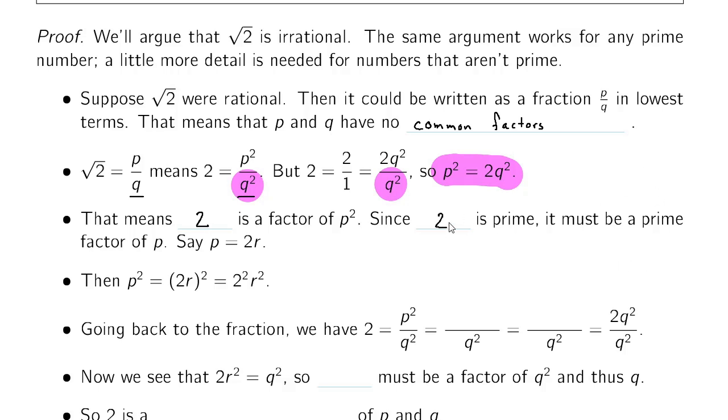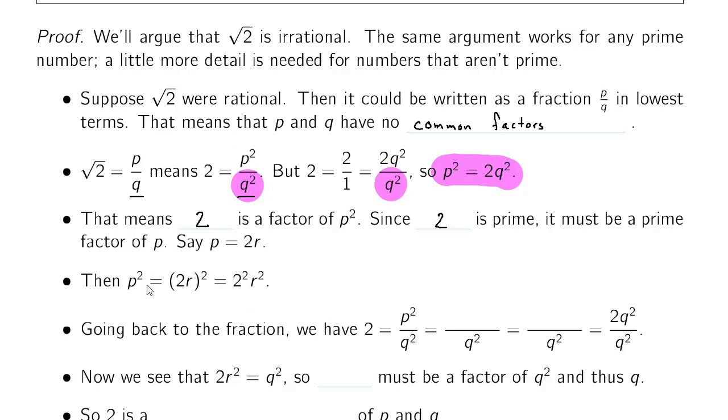And 2 is a prime number, right? So we can't break 2 down into any interesting factors. In particular, we can't split it between the two copies of p. So it has to be a factor of p. So if 2 is a factor of p, we can write p equals 2 times something. We're going to call this something r. So p is 2 times this new number called r. We're just going to use r to represent the number that p is 2 times.